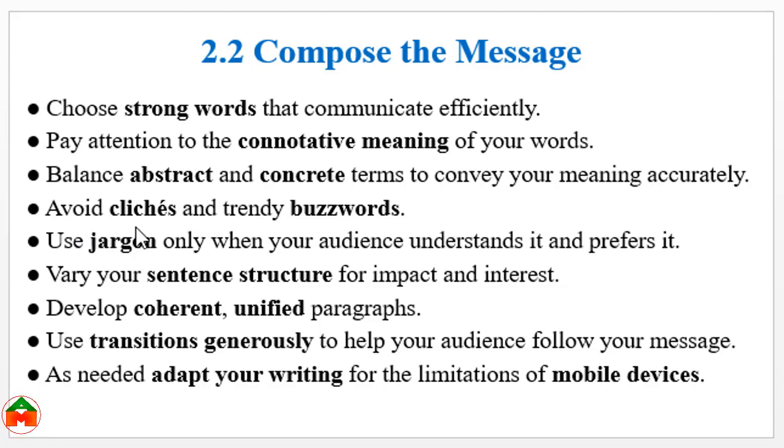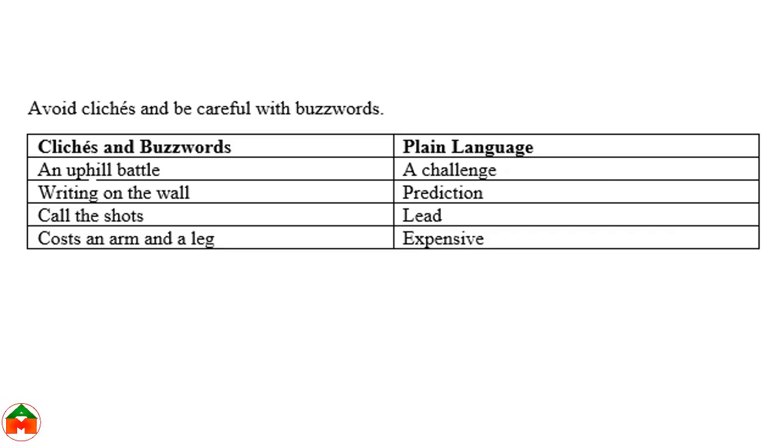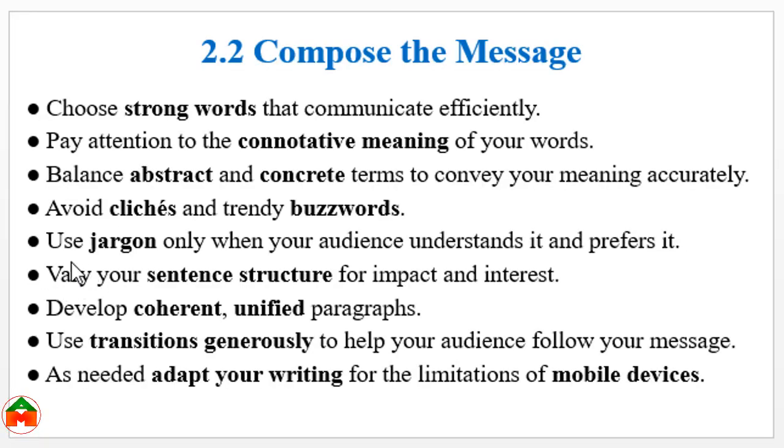Next one is avoid cliché and trendy buzzwords. As for example, we can see an uphill battle. It's a cliché and buzzword. Instead of writing this, we can write plain language like a challenge. Another example is writing on the wall. It's a cliché. Instead of writing this, we can use prediction. It's plain language. And the next one is use jargon.